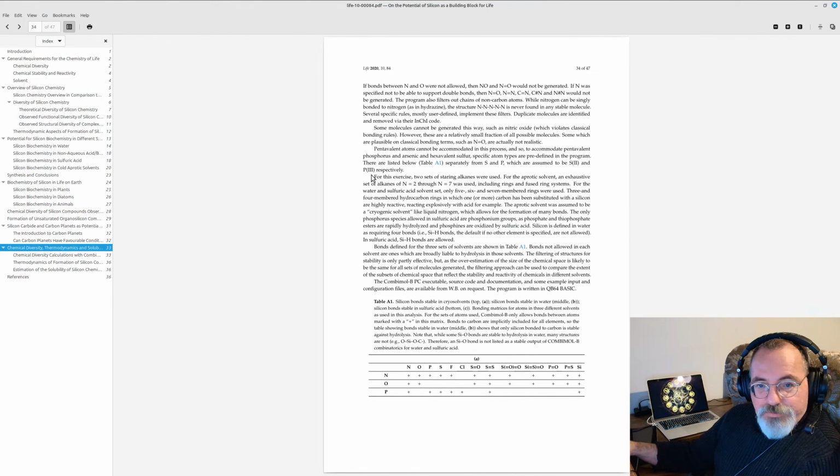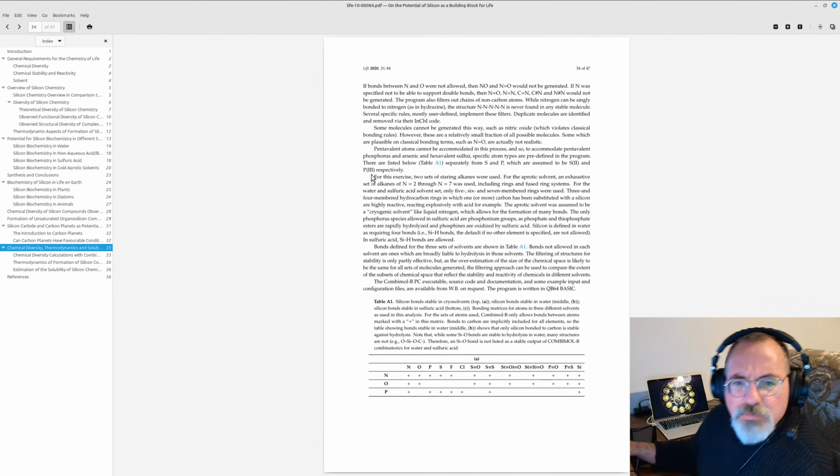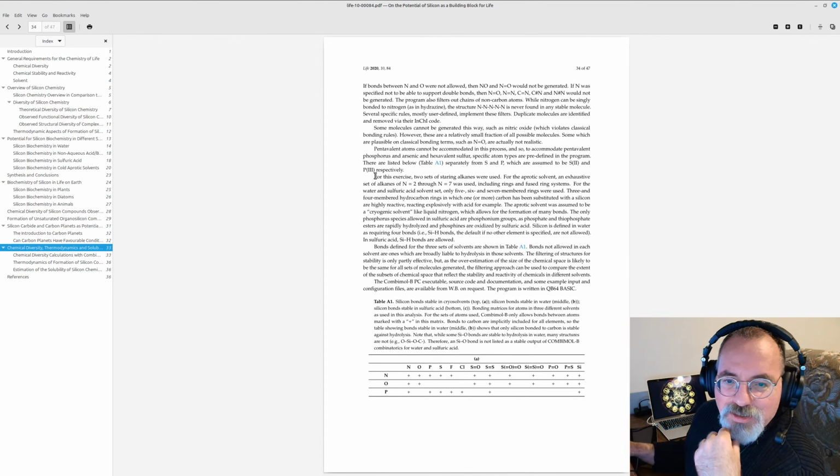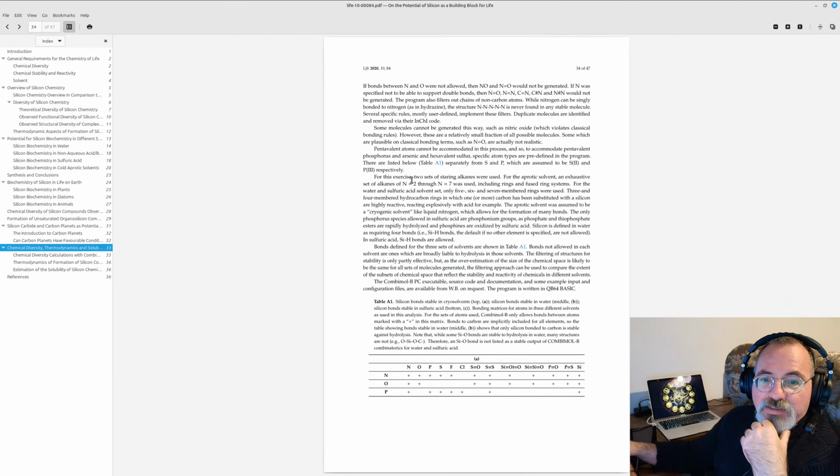For this exercise, it says here, for this exercise, 2 sets of staring alkenes were used. Is that supposed to be 2 sets of staring alkenes, or 2 sets of starting alkenes were used? For the aprotic solvent, an exhaustive set of alkenes of N2 through N7 was used, including rings and fused ring systems. For the water and sulfuric acid solvent set, only 5 and 6 and 7 membered rings were used.